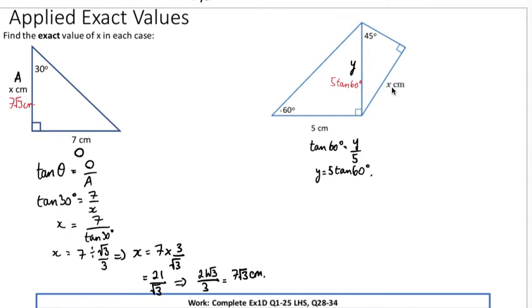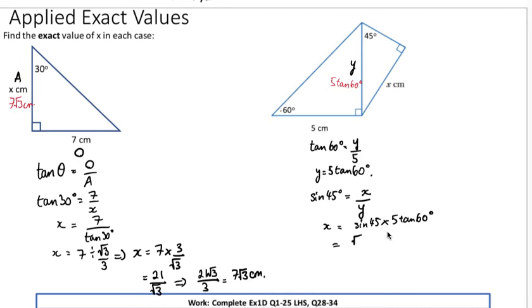And now we're going to find out what x is. So the exact value for x goes like this. We know that we've got an angle here, opposite and hypotenuse, so we're going to use sine 45 degrees is equal to opposite, which is x, divided by y. Now we can rearrange. We need to get x by itself. So x is equal to sine 45 times y, which is 5 tan 60 degrees. And now let's plug in the exact values that we know. Sine 45 degrees is root 2 on 2. And 5 times tan 60, which is root 3.